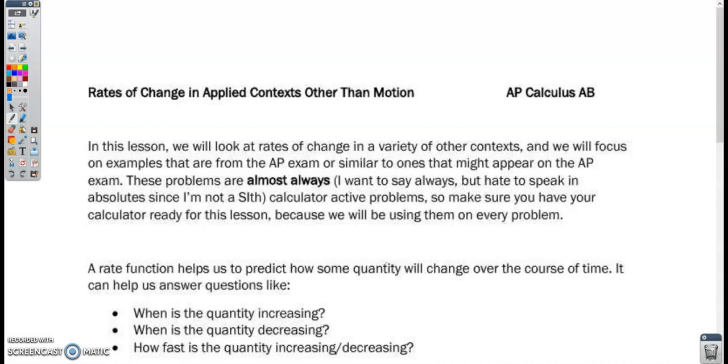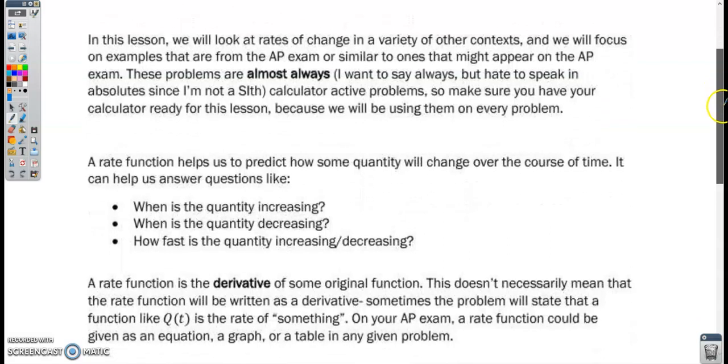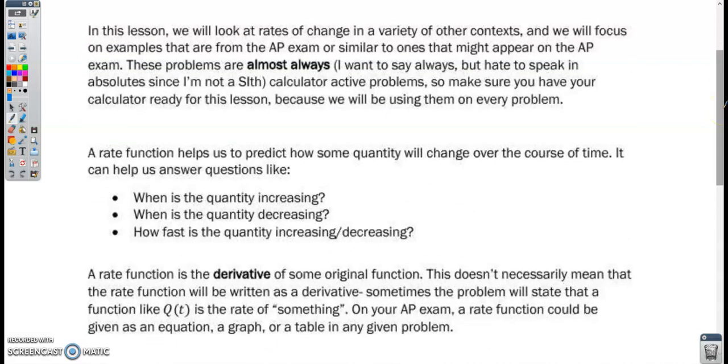A rate function helps us to predict how some quantity will change over the course of time. When's the quantity increasing? When's it decreasing? How fast is it increasing or decreasing? Those are all things that rate functions help us answer. A rate function is the derivative of some original function. If we have a function for the total amount of something, then the derivative of that is the rate function for the original function.